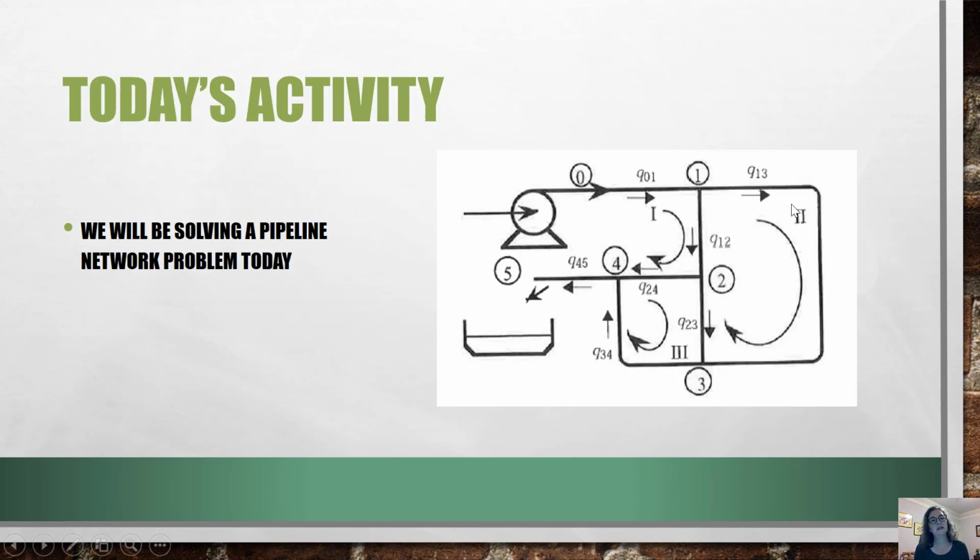In today's activity, we're going to be solving a pipeline network problem. Now, these actually are fairly common. I do a lot of work with Engineers Without Borders, and part of what we do is water supply systems. And in those, we bring water in from, say, a well, and then we pump it or let it gravity feed to the neighborhood. But every time you go to a different street or a different house, you're going to have a branch that forms.